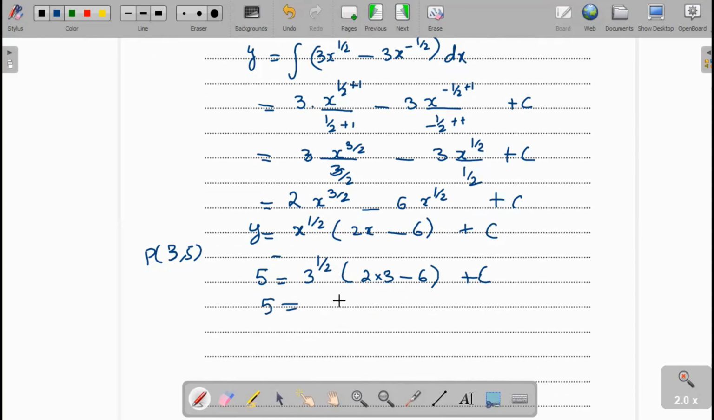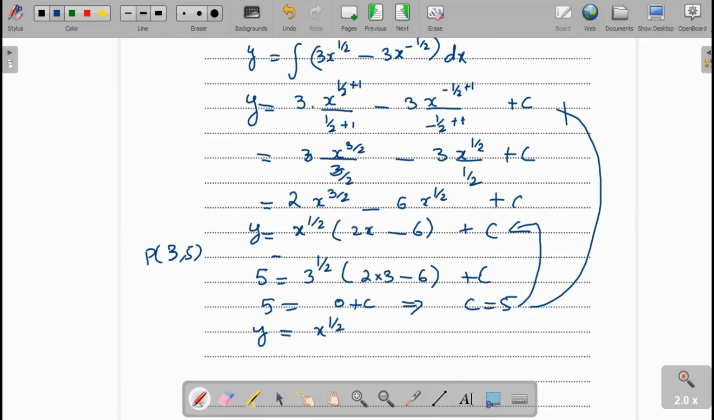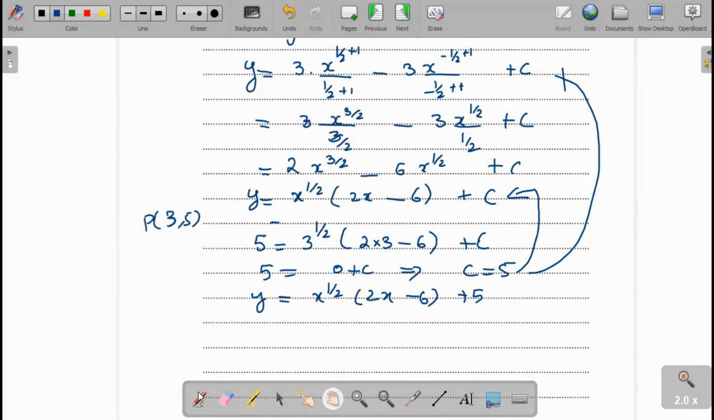Now 5 into 0 plus c, the c will be equal to 5. Now we substitute this value in the equation. Now that value would become y equal to x power 1 over 2 into 2x minus 6 plus 5. And we can also write it as y equal to 2 into x power 3 over 2 minus 6x power 1 over 2 plus 5. And this is the answer of this equation.